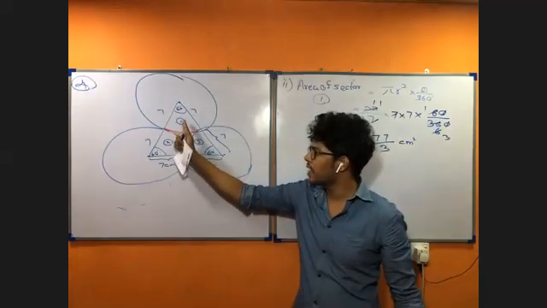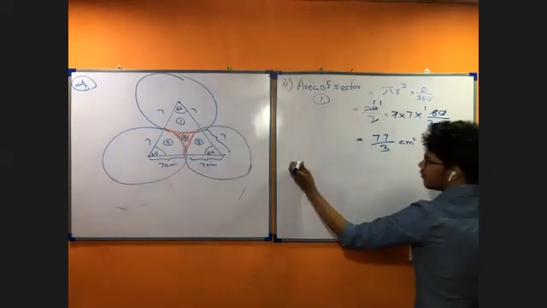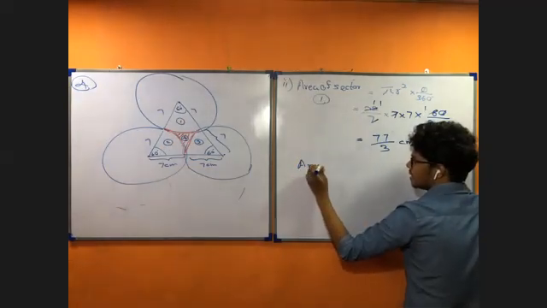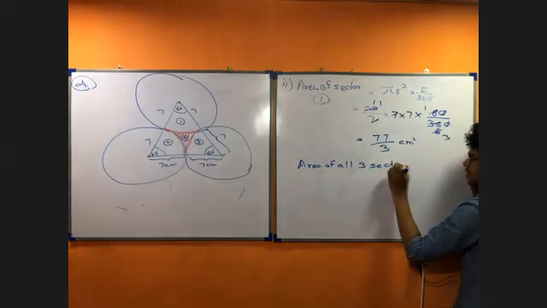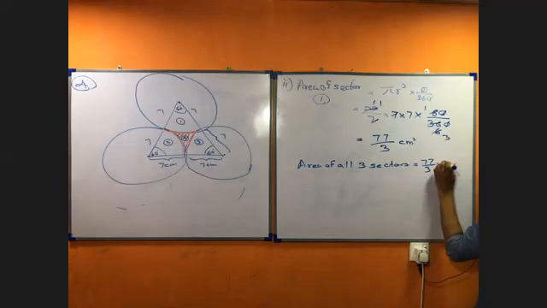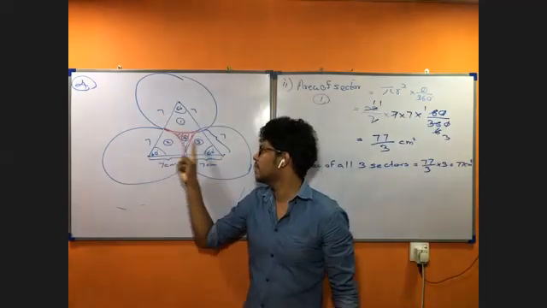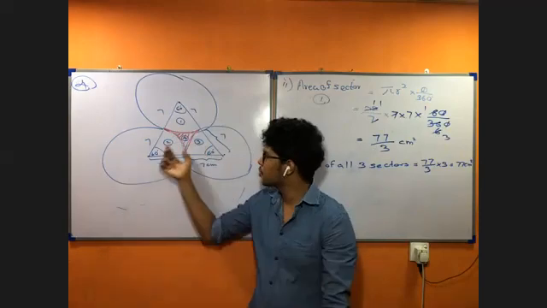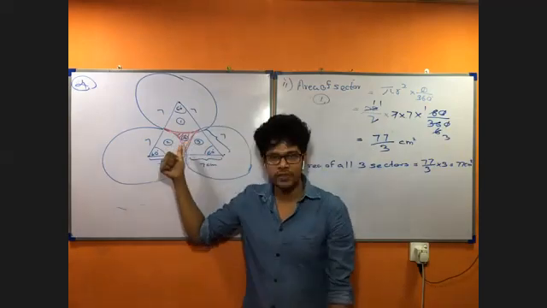But we have 3 of them. We have this one, this one, and this one. So area of all 3 sectors is equal to 77 over 3 multiplied by 3, which is equal to 77 square centimeters. Great. So now we know the area of this one, this one, and this one. But still no use. I need to find the area of this middle portion, this red color portion.